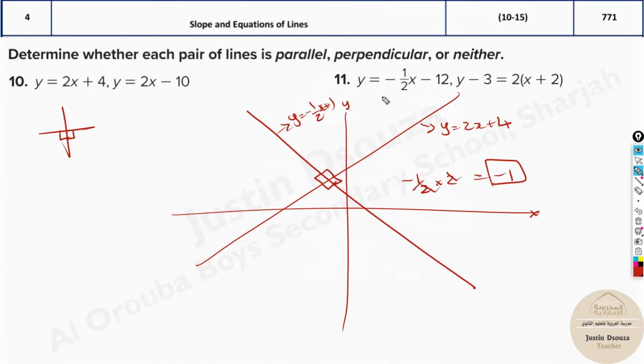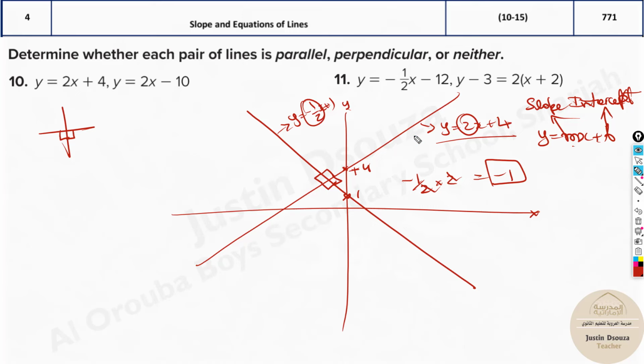Now, the most important thing is writing the equation in slope-intercept form. What is it? Slope-intercept. There must be two things, slope and intercept. y = mx + b. m is the slope, b is the intercept. This 4 denotes that it is touching the y-axis at positive 4. Now what about this last one? 1 means it's touching at 1. And whatever is before x over here, those are the slopes. m is slope, right? 2 and negative half. This is about perpendicular lines.